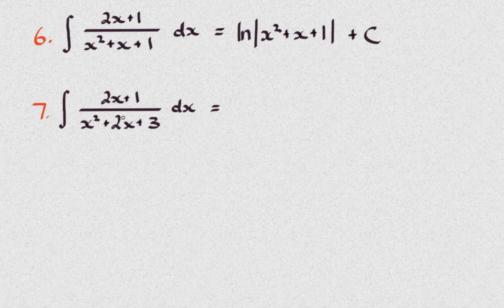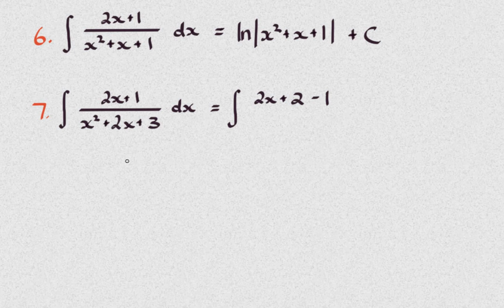Well, this is a case where we can still make it look like what we want. So on the top, we would really like to see 2x plus 2. But that's different to what we started with, isn't it? How is it different? Well, it's like we've added another 1, right? We had plus 1, we've now got plus 2, and so to compensate, we need to subtract 1.